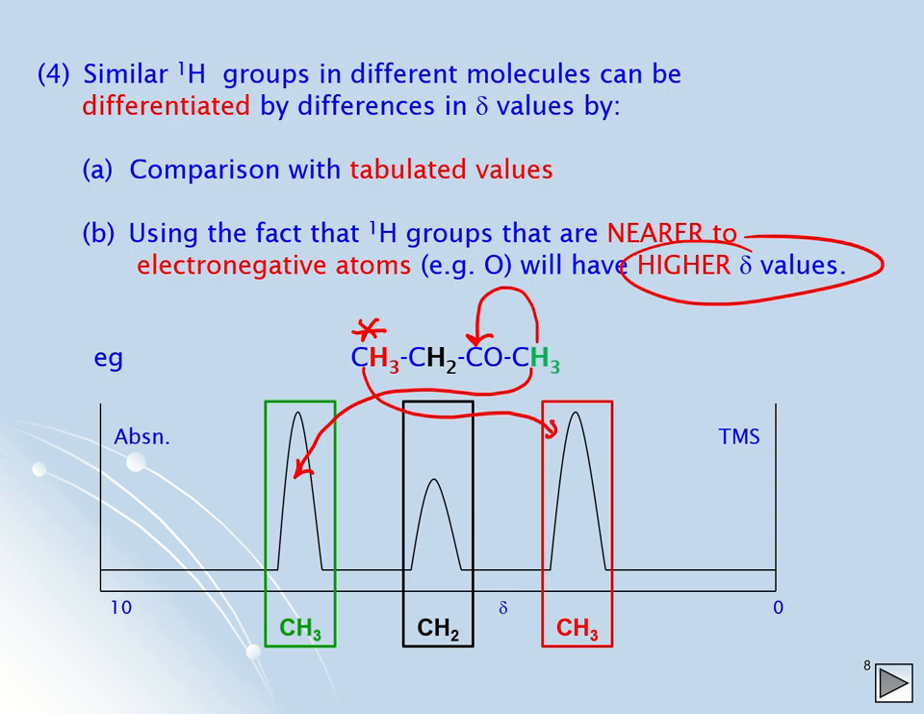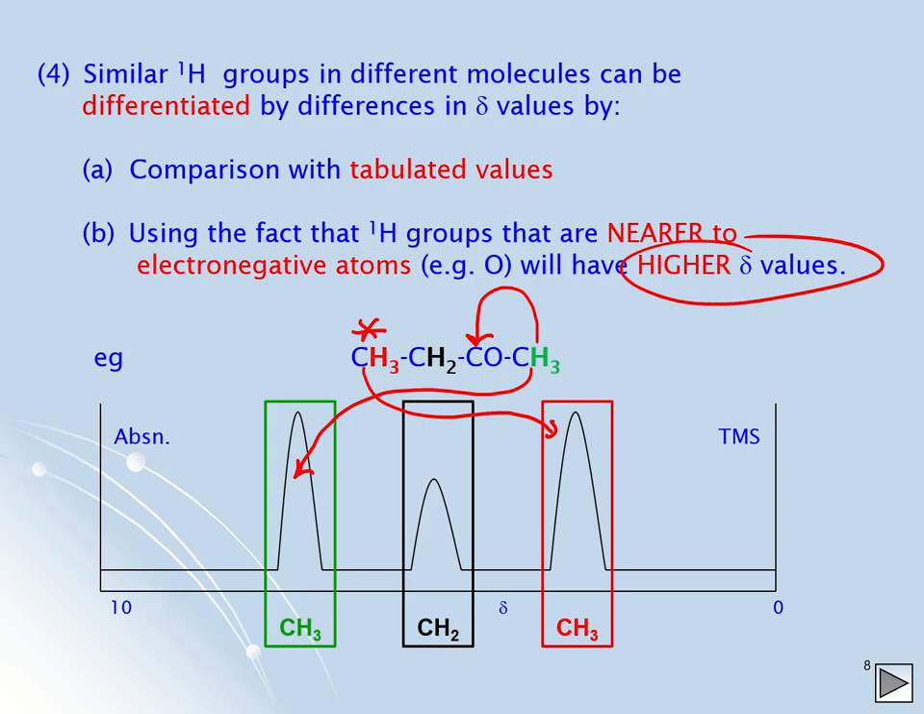Now the reason for this, we don't need to get into too much detail here, but it is pretty straightforward. The electronegative oxygen atom is able to de-shield the electrons from around that green hydrogen environment. In other words, it pulls them away. And that means that lower frequencies are required to make those protons oppose the external magnetic field. And that means that our chemical shift becomes higher.